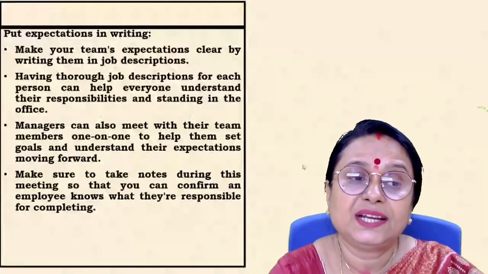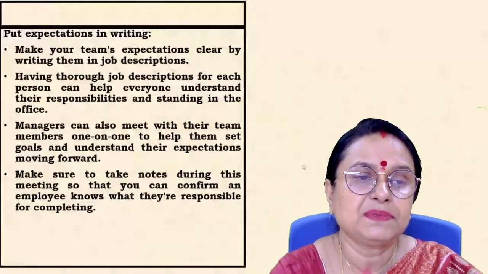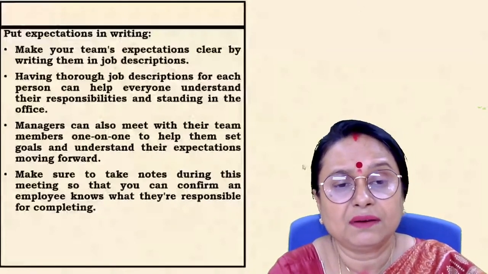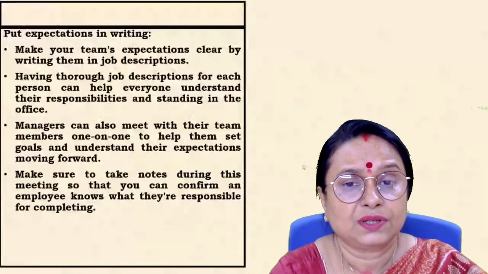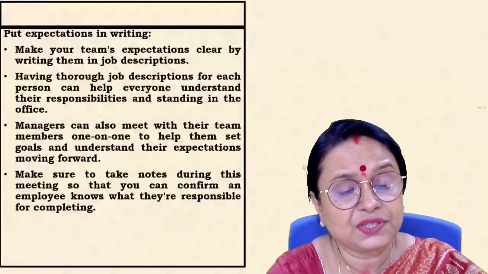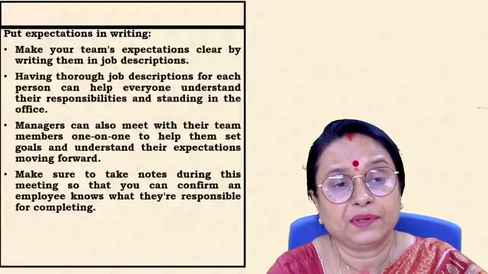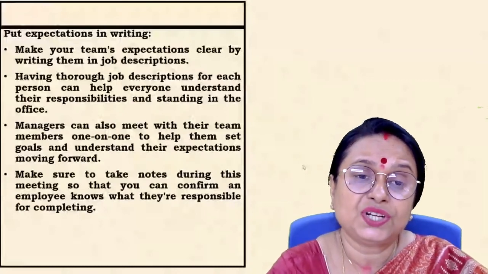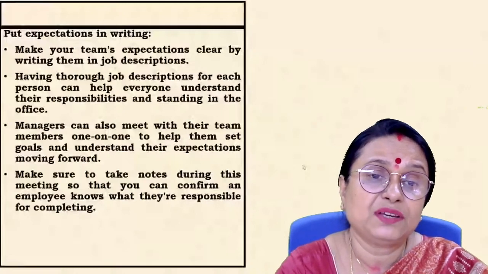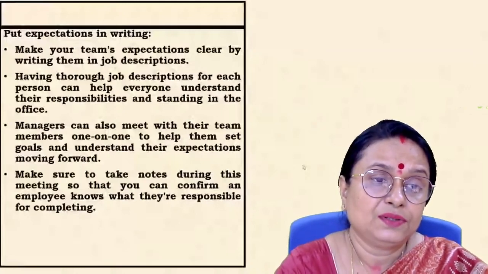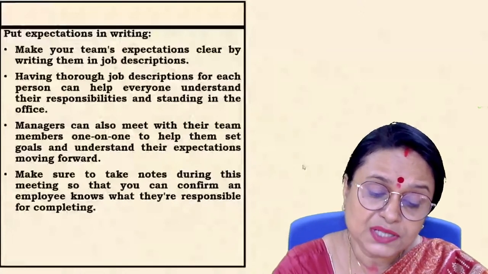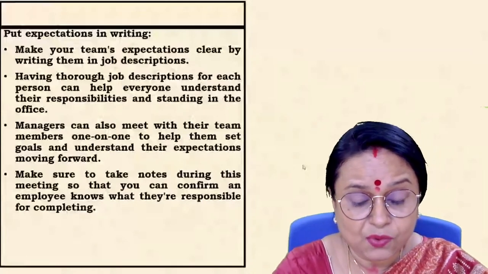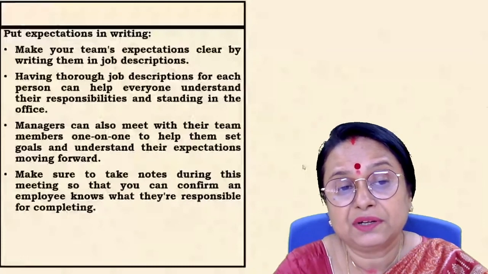Managers can also meet with their team members one-on-one to help them set goals and understand their expectations moving forward. So here comes setting goals, after discussing with the employee. There is a term for it, setting goals after discussing with each and every employee. That is called management by objective, MBO. So here what happens, when the boss and the employee are sitting together and deciding the goal, then the goal and role become clear to the particular employee.